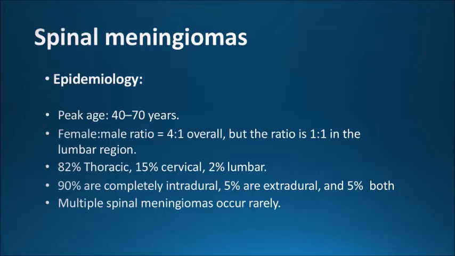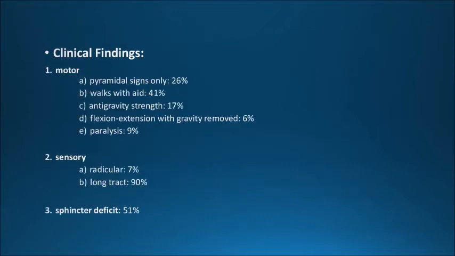Then the multiple spinal meningiomas can also occur, but rarely. The clinical findings will again be divided into the local symptoms, the neurological deficit, and the sphincter deficits. So here we can have the motor and the sensory changes as well, along with the sphincter changes in cases of the spinal cord meningiomas.